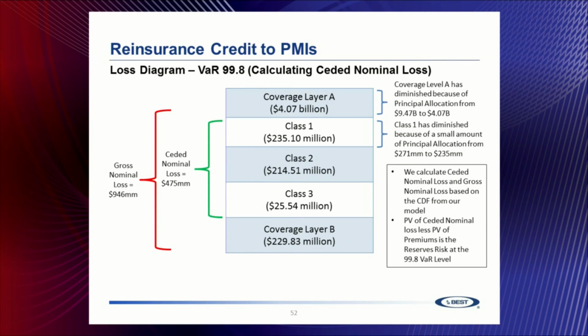At the VAR 99.8 level, the same thing applies. We calculate the ceded nominal loss and gross nominal loss based on the CDF from our model. But note that the gross nominal loss actually breaches coverage level A. Also note once again that coverage level A is paid down by about 5-point-something billion because of the scheduled amortization and prepayments. Class 1 is paid down slightly as well. Ultimately, we calculate the PV of ceded nominal loss less the PV of premiums, and this is the reserves risk associated with this level.